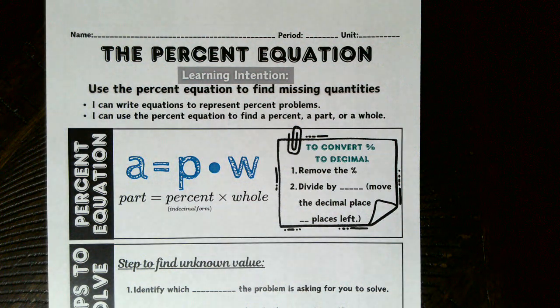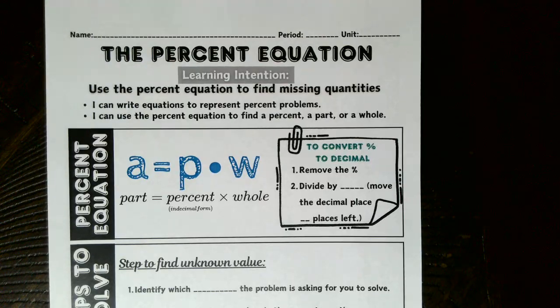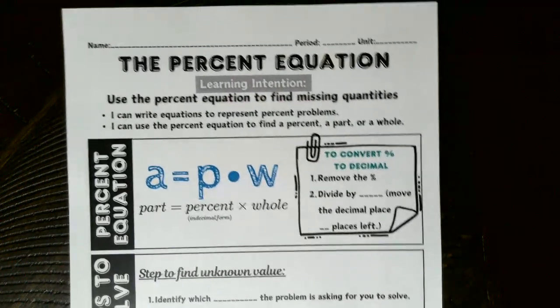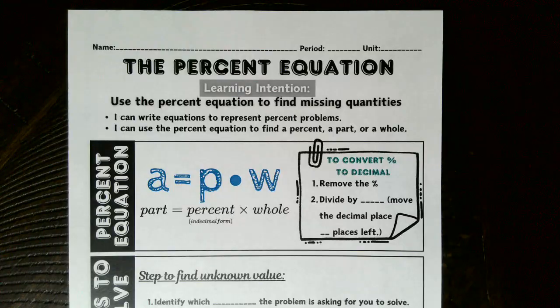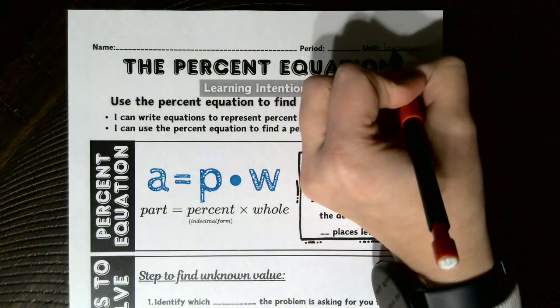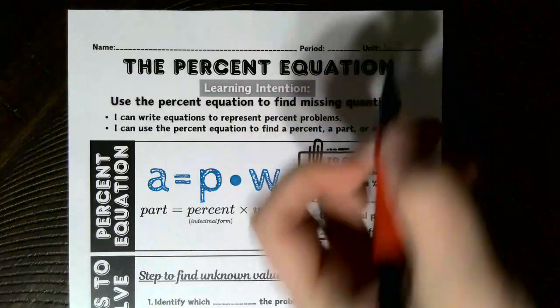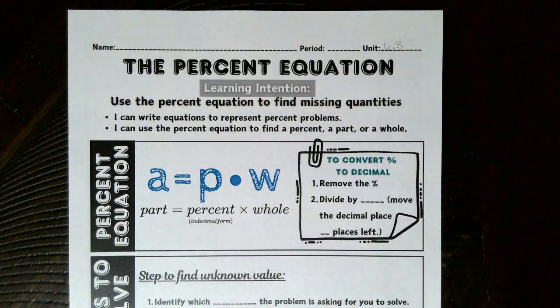Hey guys. All right, we are going to look at the percent equation. We are still in Unit 6, so write Unit 6 up here at the top, and we're halfway through. We're in Unit 6, Section 3, so write 6.3 at the top. Our learning intention is to use the percent equation to find missing quantities.